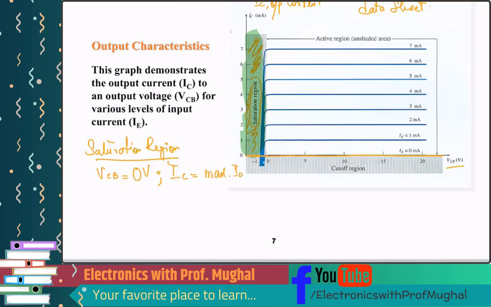When you have a current that is maximum, that means your transistor is working in the saturation region, and that means it's on. It's working as a switch and it's on.